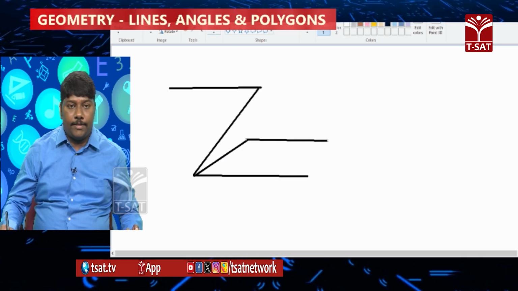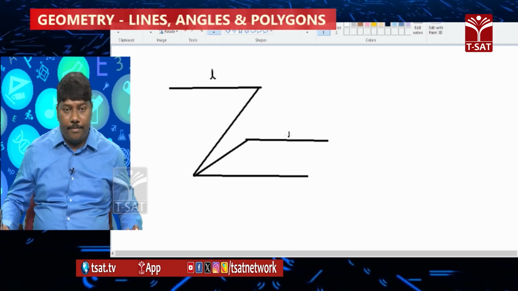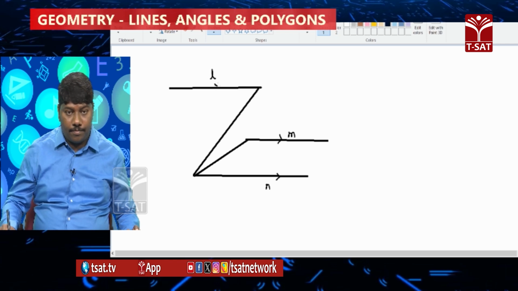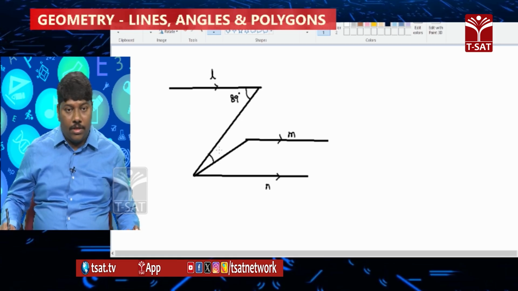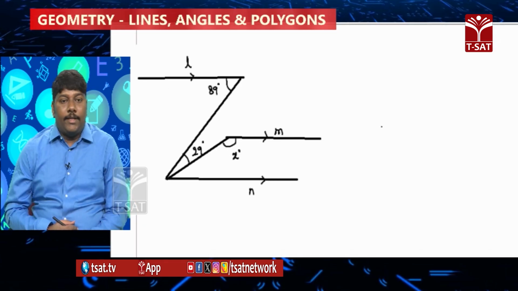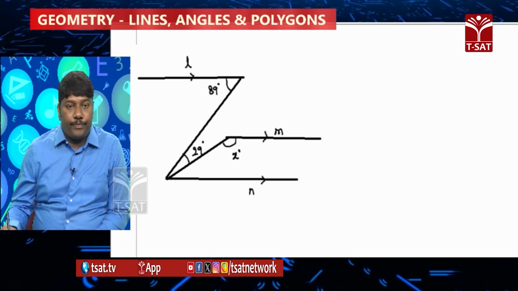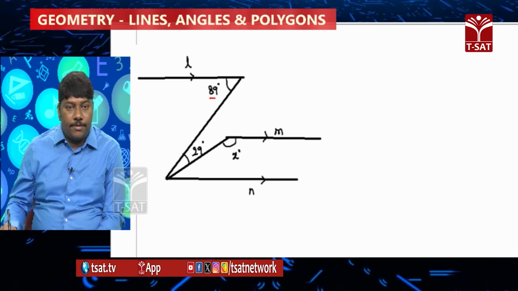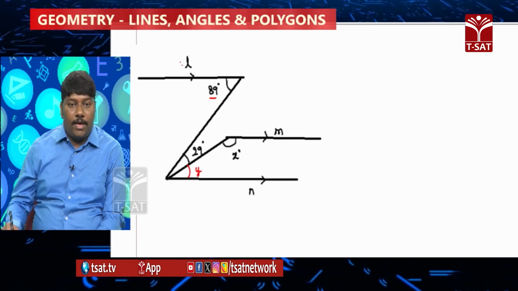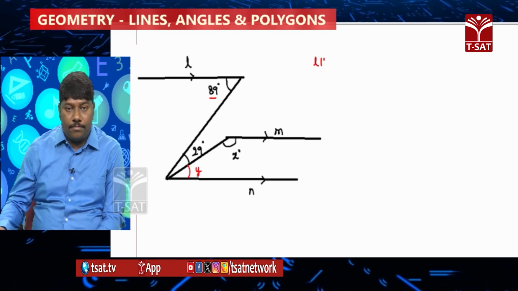I am just taking 3 parallel lines. Take L, M, N, or 3 parallel lines. If this angle is 89 degrees, this angle is 29 degrees, then what is angle X? So angle X I am looking at. Now see here, 89 degrees, let this angle be Y. L, M, N are parallel. L is parallel to M, M is parallel to N.